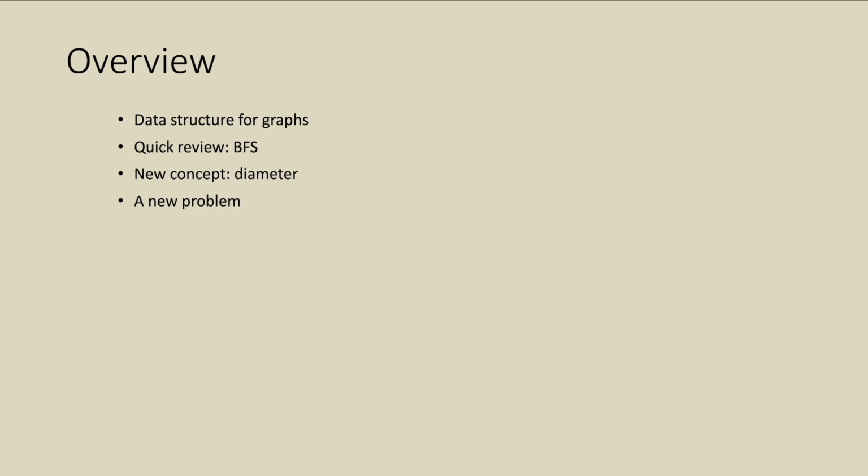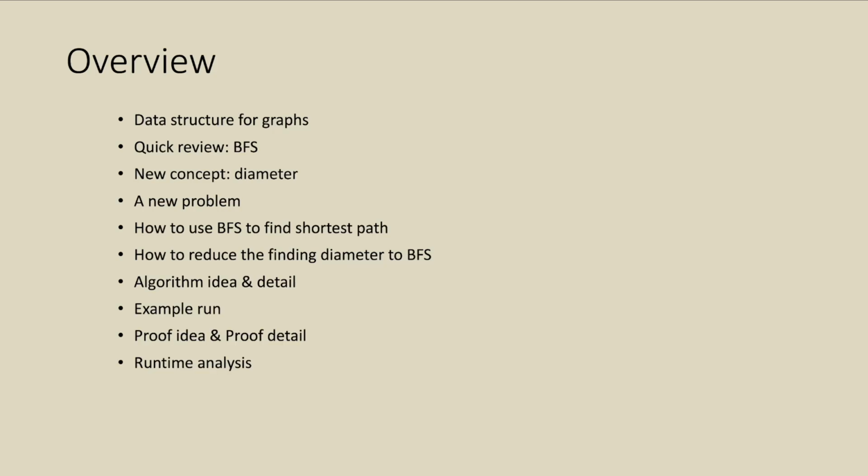In this video, we will first discuss representing graphs in different data structures and give a brief overview of the BFS algorithm. Then explain the new concept, diameter, and define our question. We will also talk about how to use BFS to find the shortest path and how to perform the reduction here. Finally, we will present the overall algorithm and show how to prove its correctness in both incorrect and correct ways.